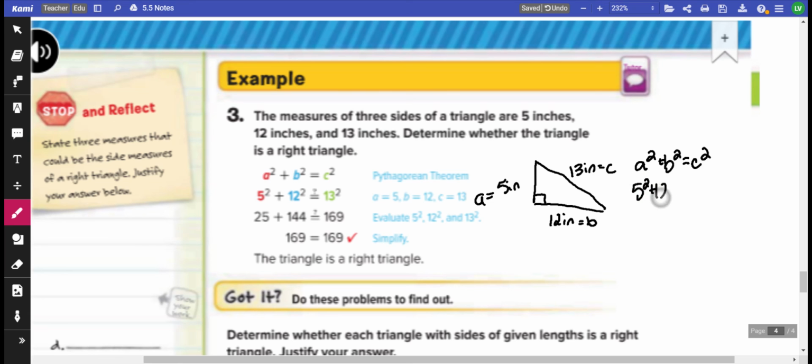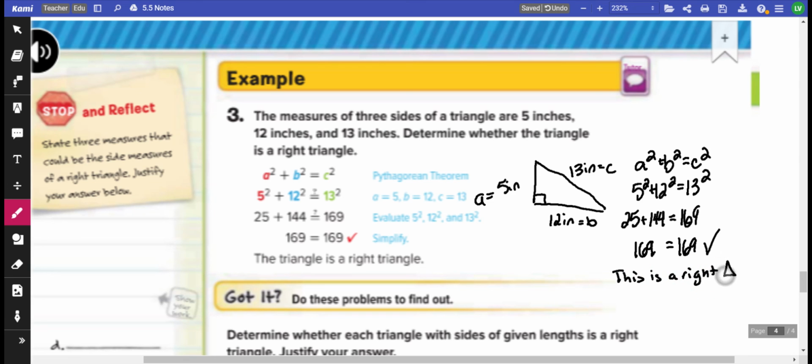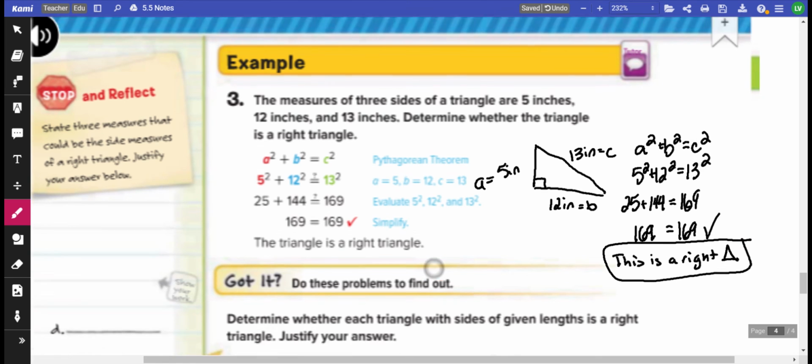So 5 squared plus 12 squared equals 13 squared. 5 squared is 25. 12 squared is 144. 25 plus 144 gives me 169. Now, you'll notice I was only focused on the left side. I'll go back to the right side. 13 squared is 169. Well, they both equal each other. Check yes. So this is a right triangle. You'll notice I use a triangle symbol in place of writing out the word triangle. You are allowed to do that.